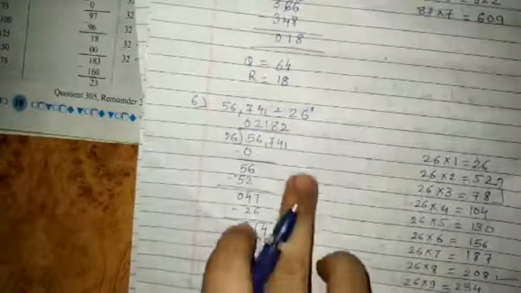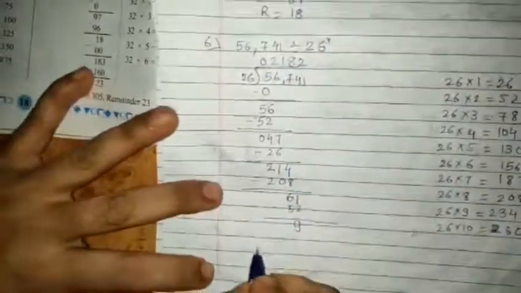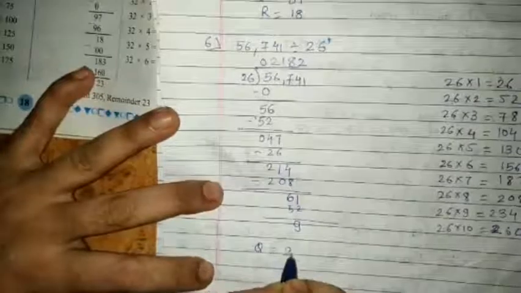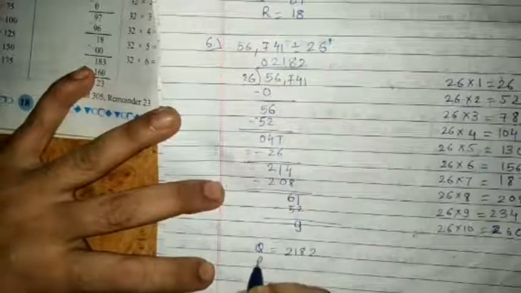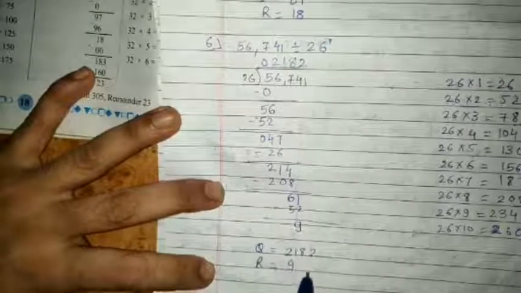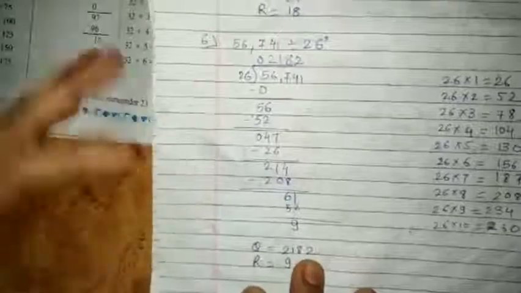Clear? And your quotient is 2182. Then write the answer here, that the quotient is 2182. Remainder is 9. Clear? I hope this division is clear to you.